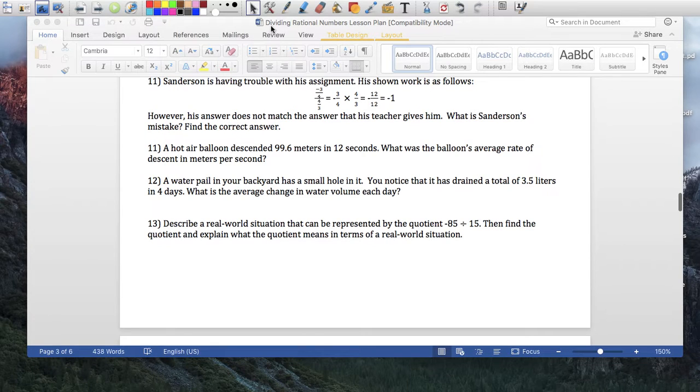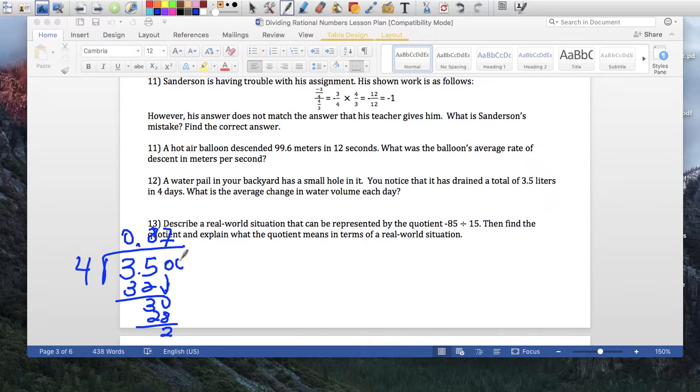A water pail, a bucket, okay, has a small hole in it, and you notice it has drained a total of 3.5 liters in 4 days. What's the average change? So again, you got a bucket and it's losing water. And how much water did it change over the past 4 days? So you had this much. I'm going to divide this by 4 and 0. The decimal. 4 goes into 35 8 times, which is 32. 3 left over, bring a 0 down. 4 goes into 30 7 times, which is 28. 2 left over, you can bring another 0 down. And 4 goes into 20 5 times evenly.